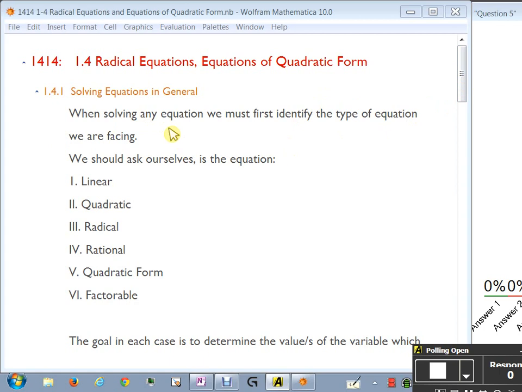So first thing, solving equations in general, right? Anytime you want to solve an equation, the idea is to first identify what type of equation it is. In a class like this, there's a limited scope as to what we can solve. I listed out what most students in a class like this would be faced with. First would be a linear equation, then quadratic, radical, rational, quadratic form, and factorable. We are going to focus today on radical and quadratic form and factorable. We are not going to look at rational. We are not going to look at linear and quadratic. Linear and quadratic you should kind of know already coming in here. So let's just keep going.